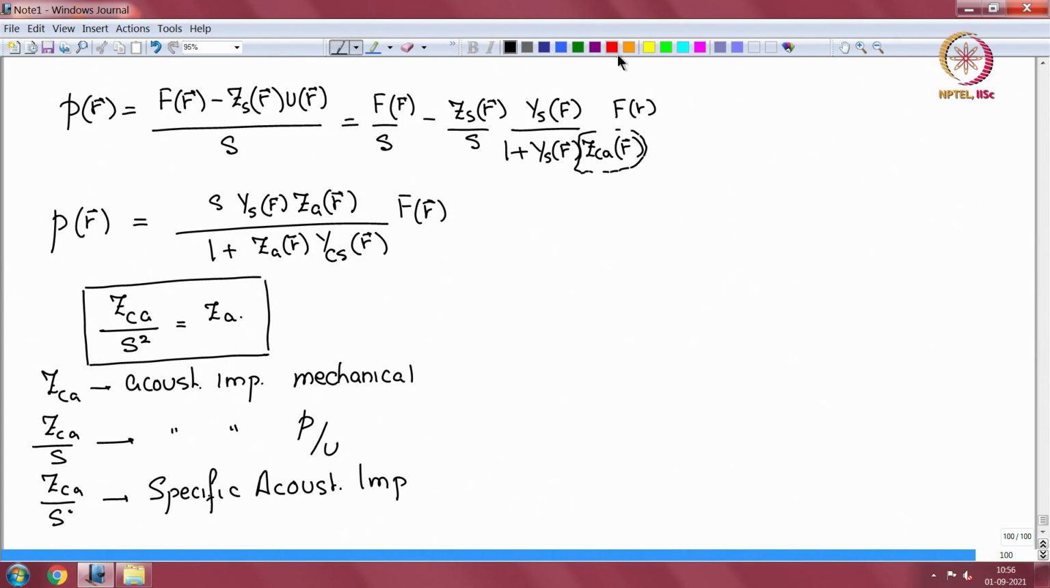Similarly, let me write here YCS. What is YCS? Okay, that is S square times YS, or S square over ZS. Okay, so ZS is in mechanical units. So ZS over S square is like your specific acoustic impedance related to the structure. So YCS is the inverse of that. So ZS and YS are proper structural mechanical impedance units, whereas ZA is the appropriate specific acoustic impedance.